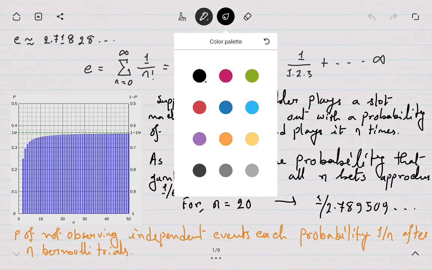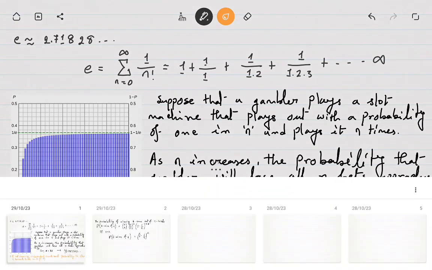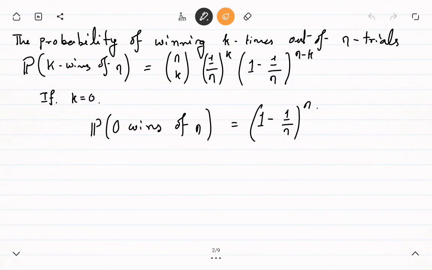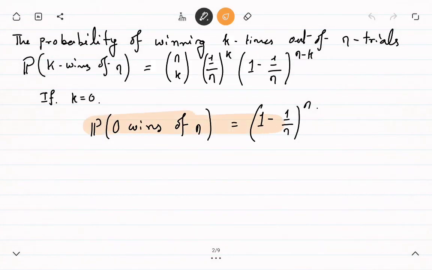Let me add one more thing: Bernoulli trials, and (1 - p) to the power 1/p versus n. It can be observed that as n increases, the probability of a 1 by n chance event never appearing after n tries rapidly converges to 1 by e. So the limit of this expression, if I just take the limit, what would it be?